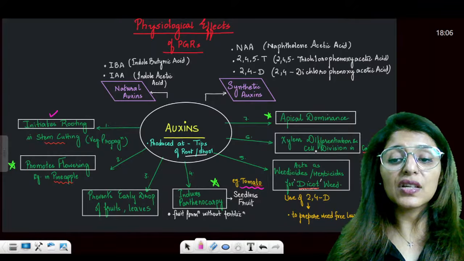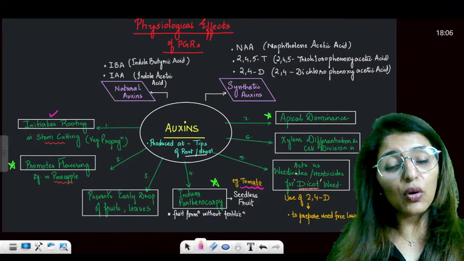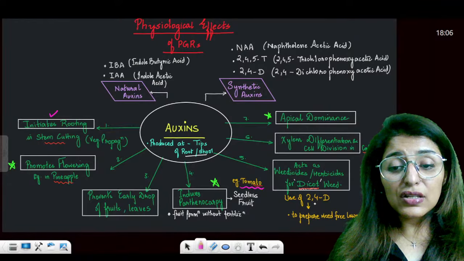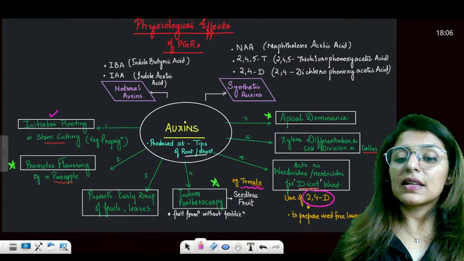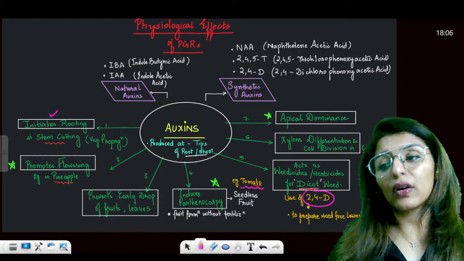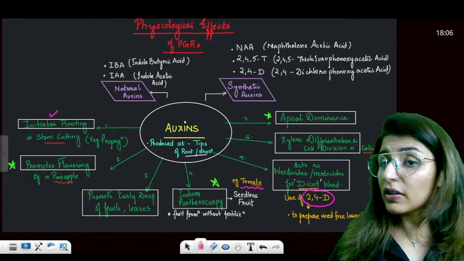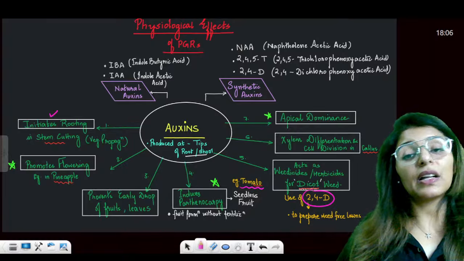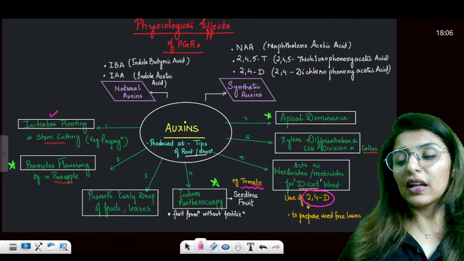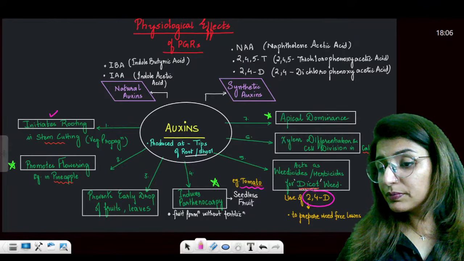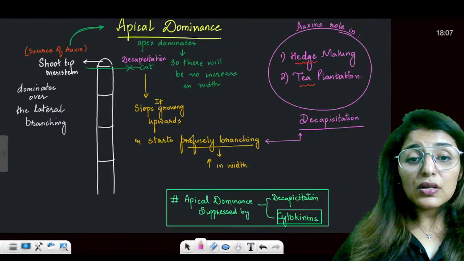Then xylem differentiation and cell division in callus, and also 2,4-D particularly acts as a herbicide or a weedicide, and only for dicot weeds. Only for the dicot weed. So 2,4-D will prepare a weed-free lawn, but that weed has to be a dicot in nature. Are these points clear to everyone? Please let me know. So guys, with this, auxins are done.